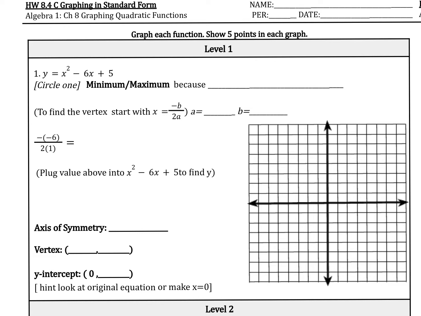Level 1. Question number 1, y equals x squared minus 6x plus 5 is going to be a minimum because a equals 1. A is 1, which is greater than 0, which means the parabola opens up. It means that there is going to be a vertex all the way at the bottom, so it's going to give you a minimum value.